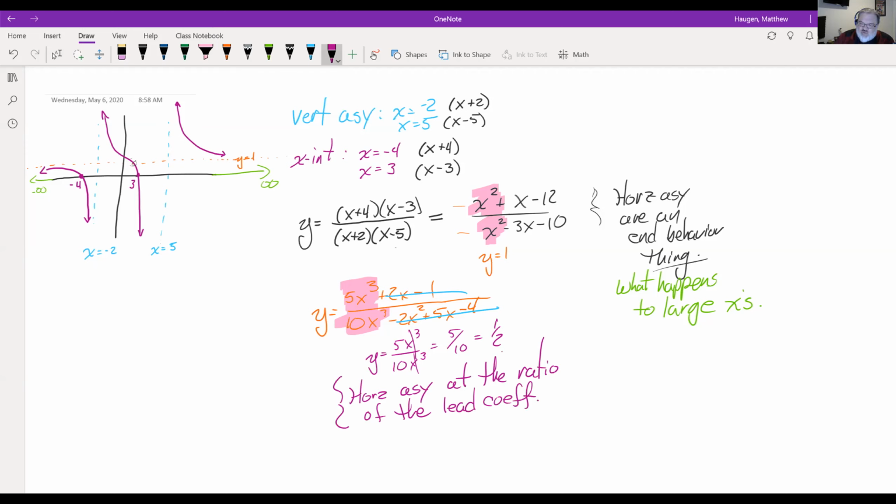If the lead coefficients are both 1, it's just 1 over 1. Horizontal asymptote at y equals 1. Lead coefficients of 5 over 10. Horizontal asymptote at 5/10. If we had y equals 3x to the 5th plus a whole bunch of stuff, as long as that stuff is smaller degree, over 7x to the 5th plus a whole bunch of stuff, as long as, again, that stuff is lower degree, as long as the 3x to the 5th and 7x to the 5th are our lead terms, we're going to have a horizontal asymptote at 3/7. Well, y equals 3/7.